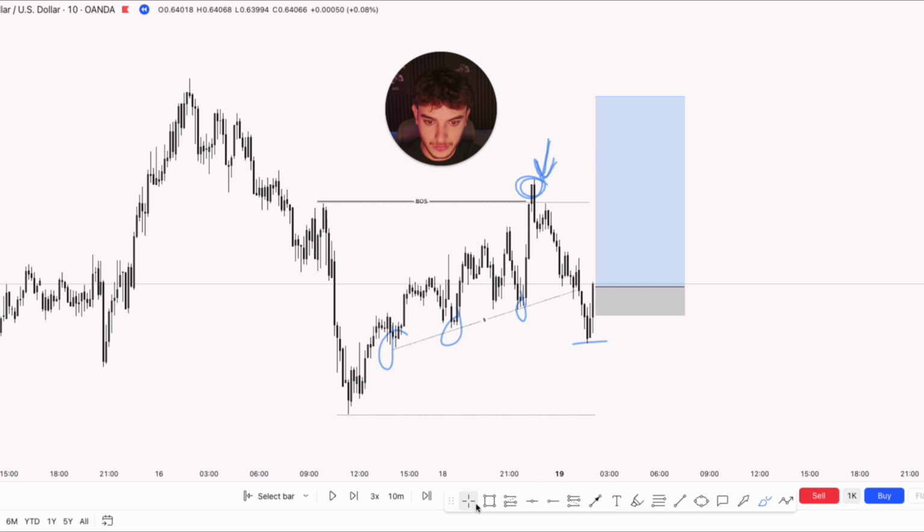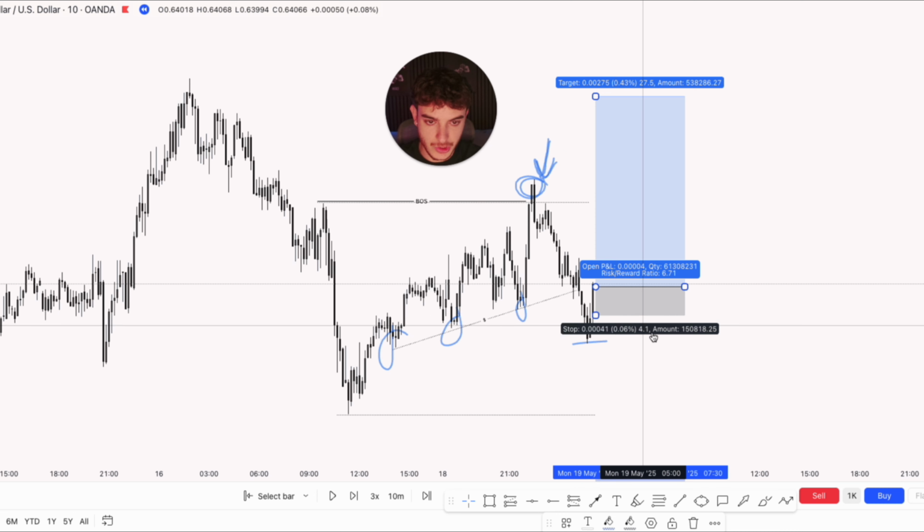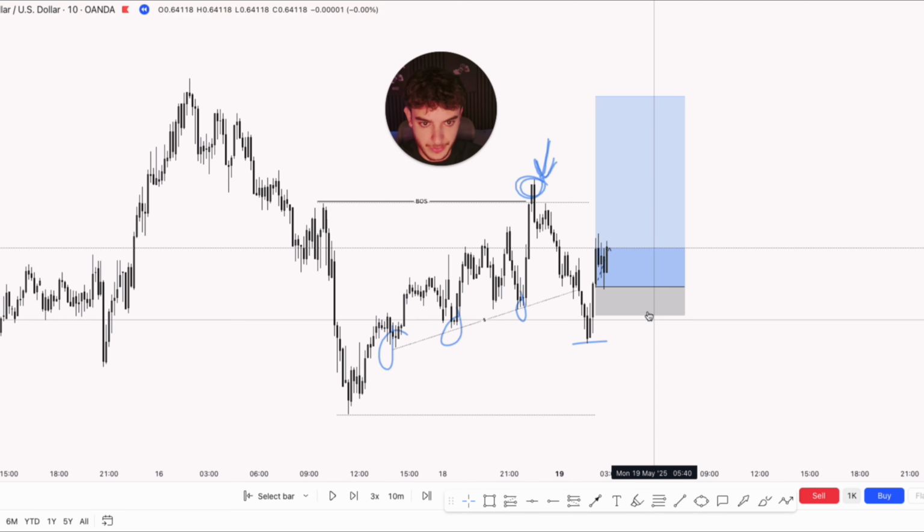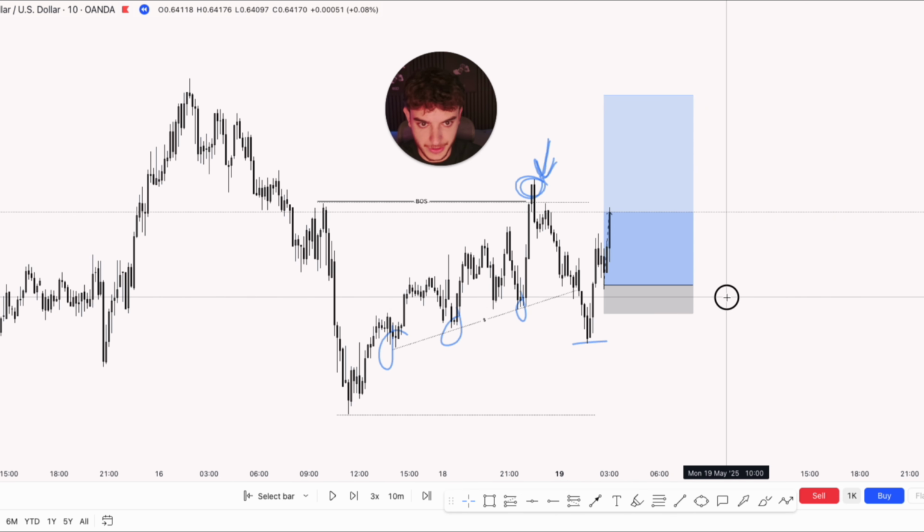Here's what I'm gonna do. I'm gonna have my position situated over here. And once we have the tap into it, I'm going to let price play. So let's play candle by candle. Okay. Now we have the retest. So we have entered over here.